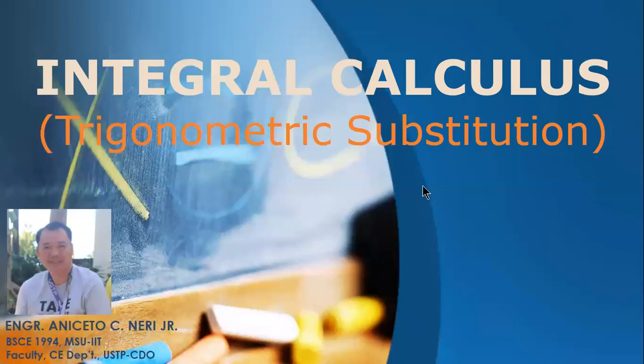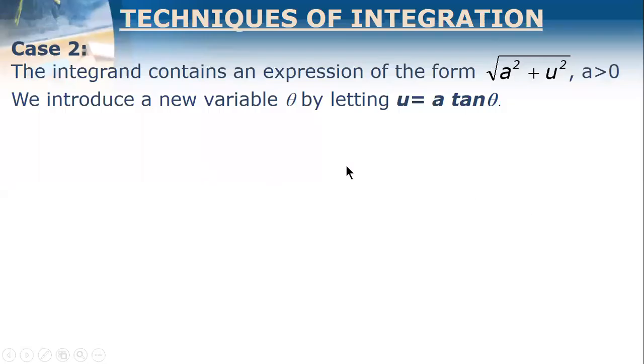In this video, I'm going to discuss case number 2 about trigonometric substitution. Case 2 is when the integrand contains an expression of the form square root of a squared plus u squared, and it must be that a should be greater than 0. So again, we're going to introduce a new variable theta. So the substitution, for case number 2, is u equal to a tangent theta.